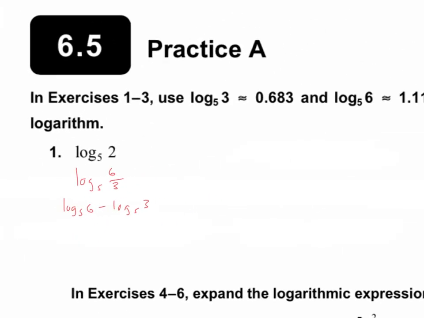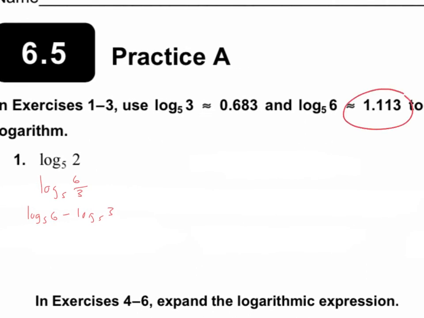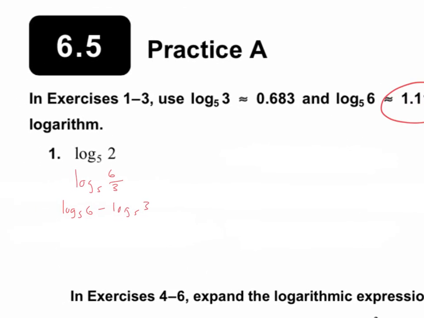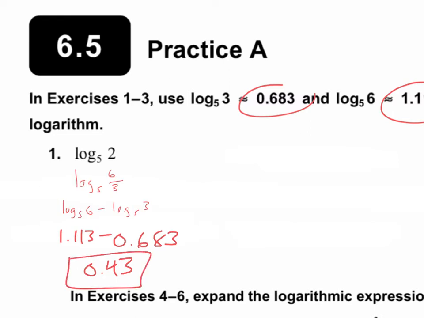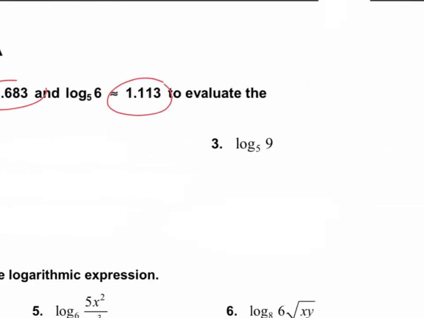And then we just plug in what log base 5 of 6 is, so that would be 1.113 minus log base 5 of 3, which is 0.683. What do you get when you subtract these? 0.43. Let's look at number 3.